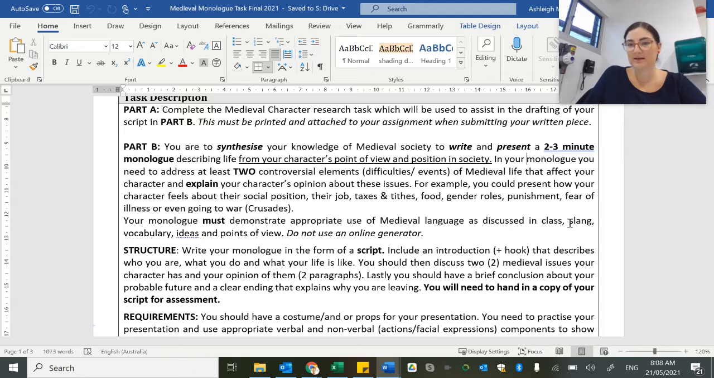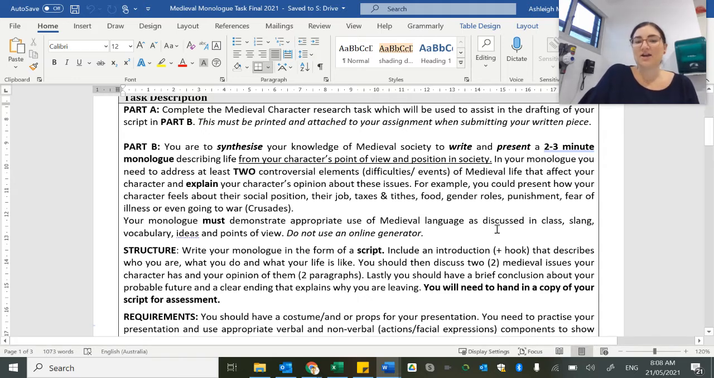So I want your opinion and I want you to explain why these things are problems for you. Remember, you are the character, so you need to make sure that you are using pronouns like I, me, my, we, etc. So you can present how your character feels about their social position, their job, taxes, food, punishment, fear, etc. We've already gone through that.